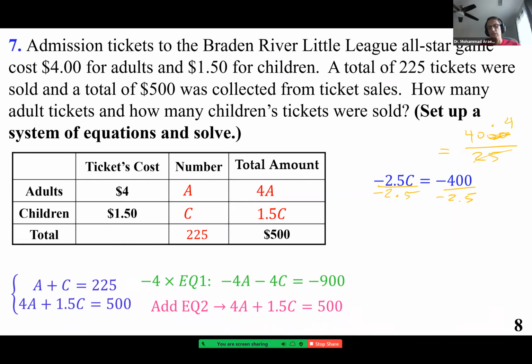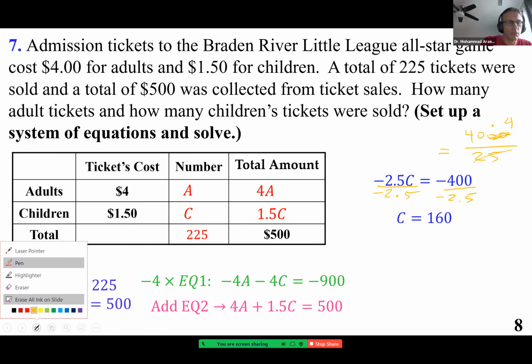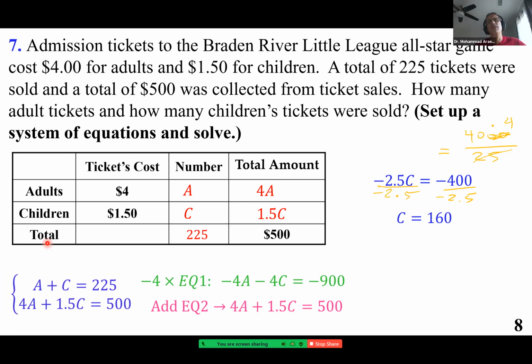So 4 times 40 is 160. That's how you arrive at the answer. Without a calculator, you can do it fairly fast. If C is 160 and the total is 225, then A would be 225 minus 160, which gives you 65. Bear in mind, we used the first equation to come up with the second variable. You must check with the second equation. In other words, multiply 4 by 65, 1.5 by 160, and make sure the total is $500. Check your work always.